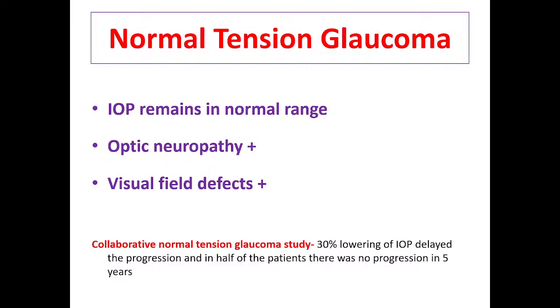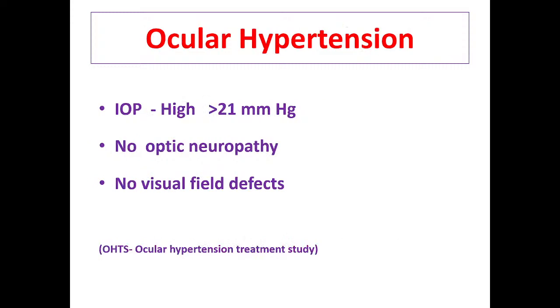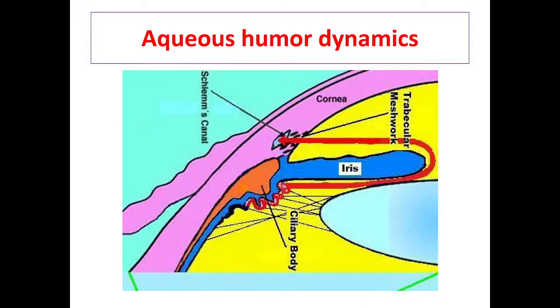So diurnal variation is very, very important in situations where you are diagnosing normal tension glaucoma, or when you doubt that the patient has normal IOP but there are still changes in the optic nerve. So that is the importance of doing the diurnal variation test in patients with glaucoma.